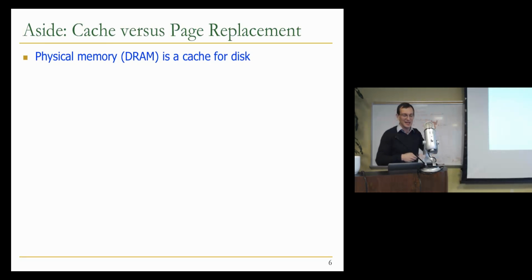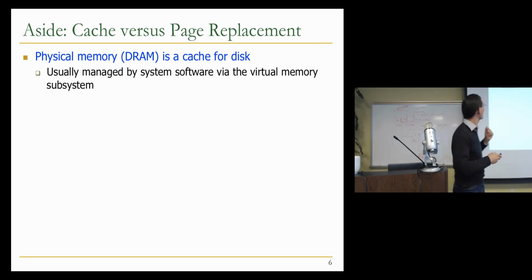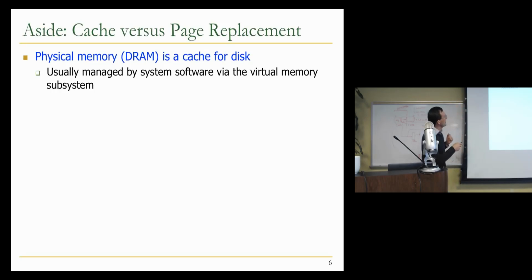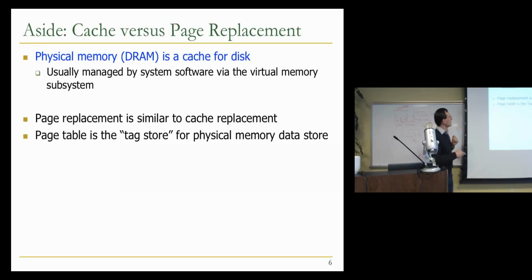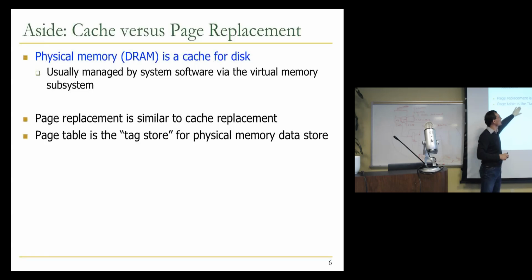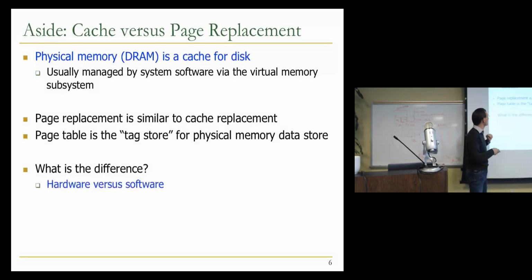I promised you that cache replacement is similar to page replacement. Basically, physical memory is a cache for disk, right, in a demand page system. And physical memory is usually managed by system software via the virtual memory subsystem. And you can think of the page table as a tag store for the physical memory data store. Obviously, the page table does other things like access protection bits as well, but it's really a tag store for the physical memory data store, right? Physical memory contains some data store, and the page table shows where a virtual page is mapped.